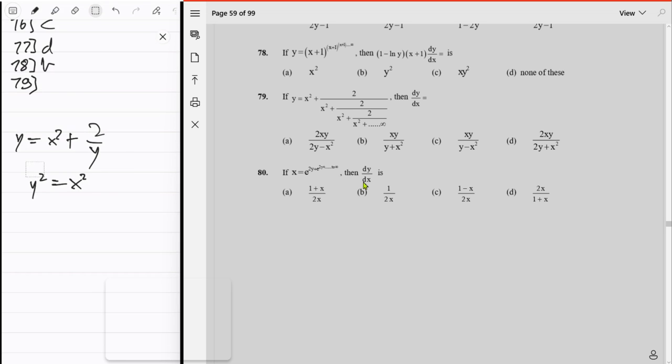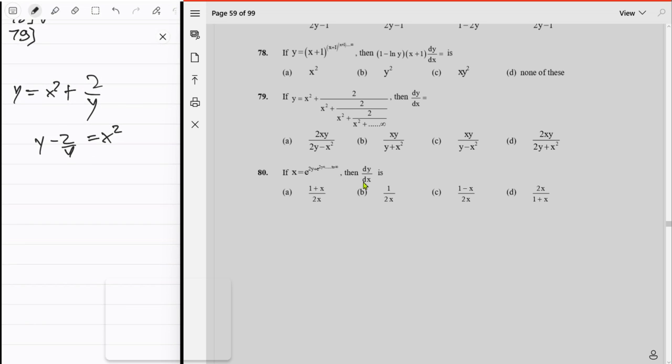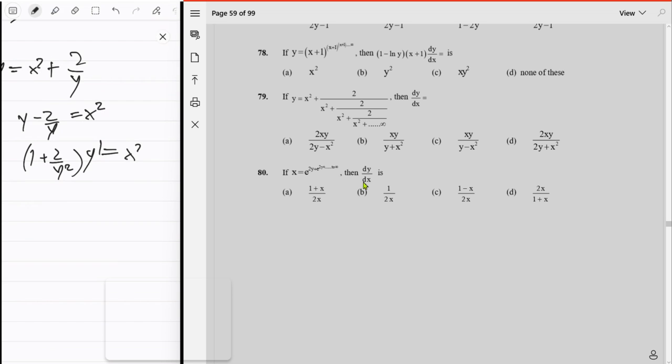You know what? No, just don't do it like that. We'll say y minus 2 upon y is equal to x squared. Then the derivative will be 1 plus 2 upon y squared times y dash equal to x squared. So y dash is just x squared times again x squared y squared on y squared plus 2 y squared, sorry. That's not here. Why is that not here? Okay, this is different than what I thought.